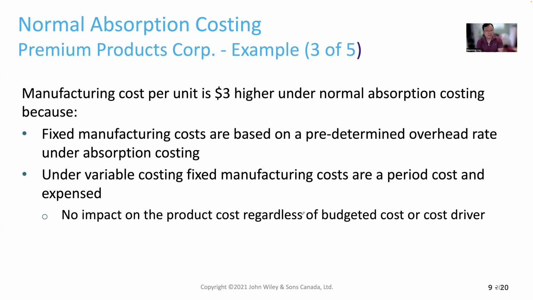So the manufacturing cost per unit is $3 higher under normal absorption costing because the fixed manufacturing costs are based on a predetermined overhead rate under absorption costing. And under variable costing, the fixed manufacturing costs are period costs. They are expensed right away.